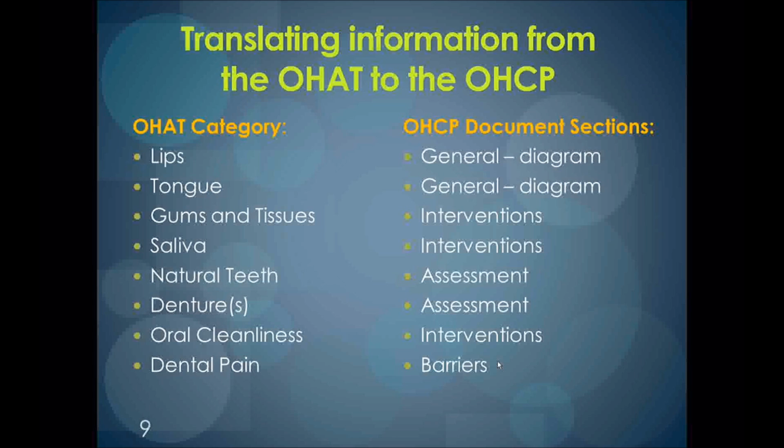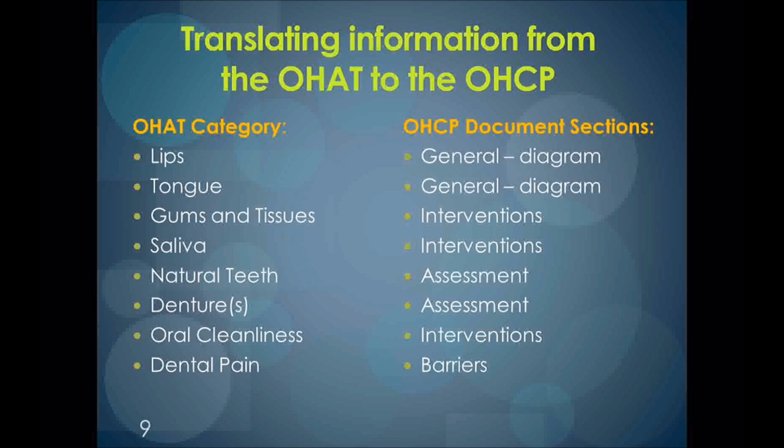We will now look at translating information from the oral health assessment tool to the oral hygiene care plan. As each category in the OHAT is reviewed when conducting the assessment, the outcome can serve as an indicator to help develop the oral hygiene care plan. The assessor will need to consider the implications of the Level 1 changes and any recommended interventions to ensure that this information is then translated to the oral hygiene care plan as appropriate.